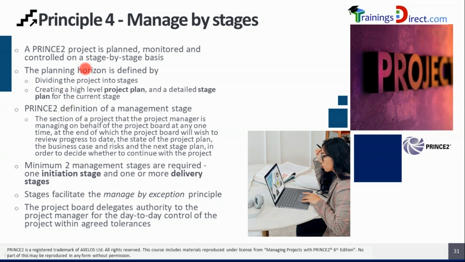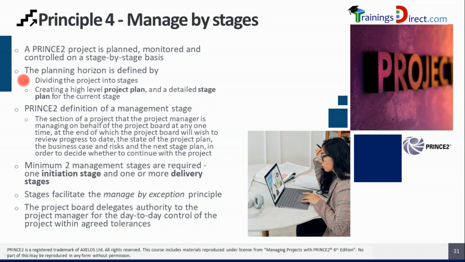Planning horizon is the distance for the planning. As a project manager, you may have a planning distance for the next 3 months or a planning distance for the next 6 months. That is known as a planning horizon. So the planning distance really depends on how much information is available to us for the detailed planning for those 3 months or for those 6 months. That's why by dividing the project into stages, we create the planning horizon.